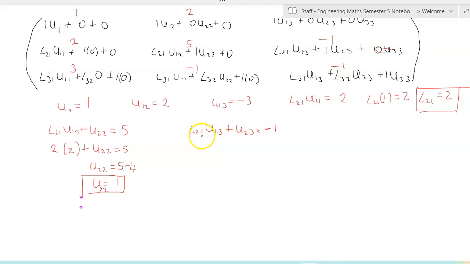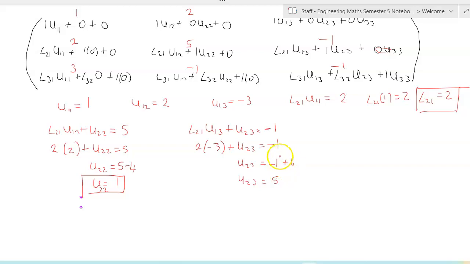Now, what values do we have here? L21, we've already figured that out as 2. U13 is minus 3. U23 we don't have, equals minus 1. So U23 is equal to, that's minus 1 there. This is minus 6. When it becomes over, it becomes a plus 6, which means U23 equals 5. Okay.